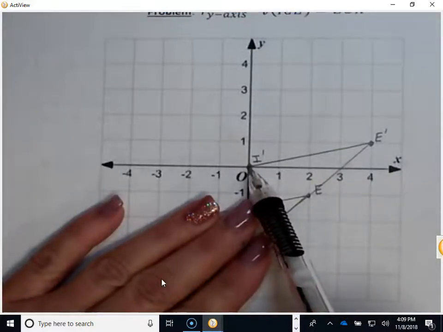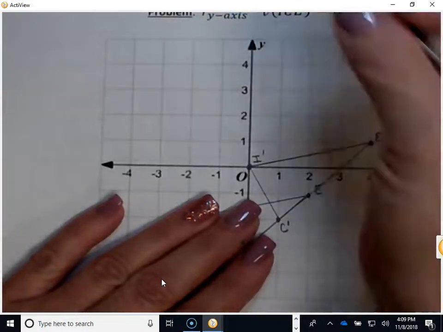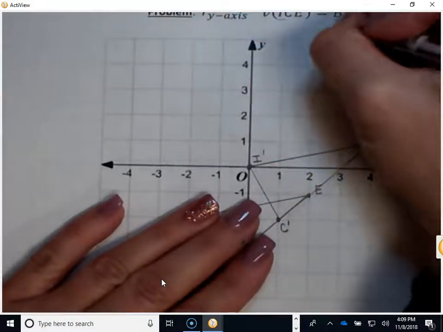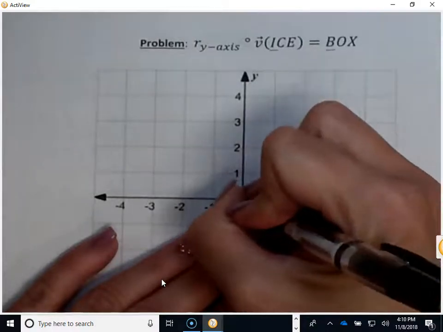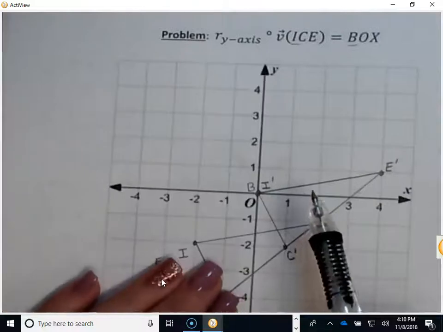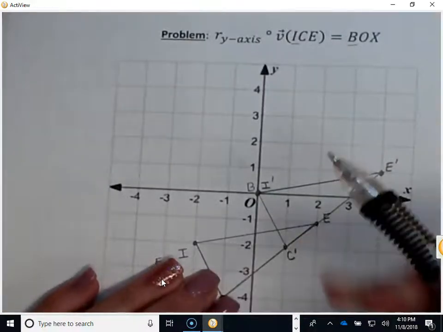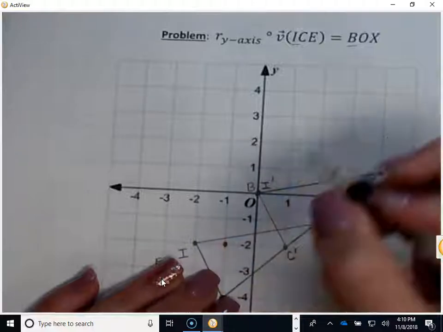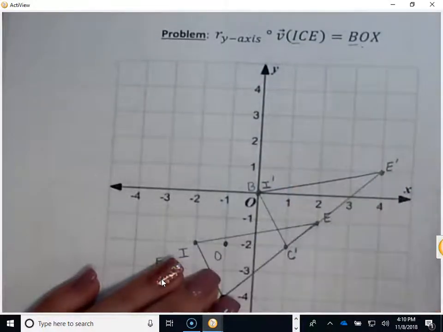So it looks like I prime is exactly on the y-axis, so it's just going to stay there. And since I is the first letter and B is the first letter up here, so we're going to relabel this point also as B. Now C prime is 1 to the right of the y-axis, so we go 1 to the left of the y-axis. And C was the second letter, so O is the second letter, so we're going to label that O.